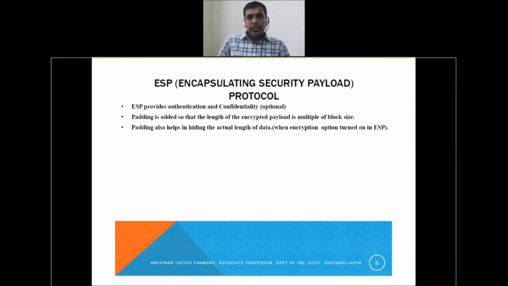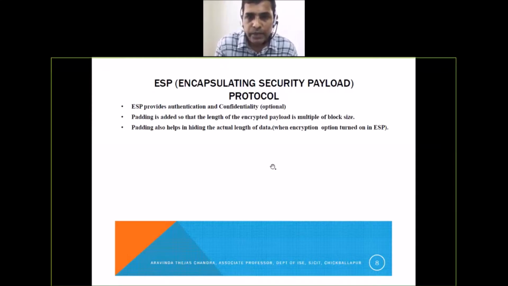So that means padding is usually done when the encryption option is turned on in ESP, when ESP is used to provide confidentiality. Confidentiality means encrypting. So if you are using ESP only for authentication, then we don't use encryption. So padding is done only when you use confidentiality. That means when we use encryption, the padding will be used.